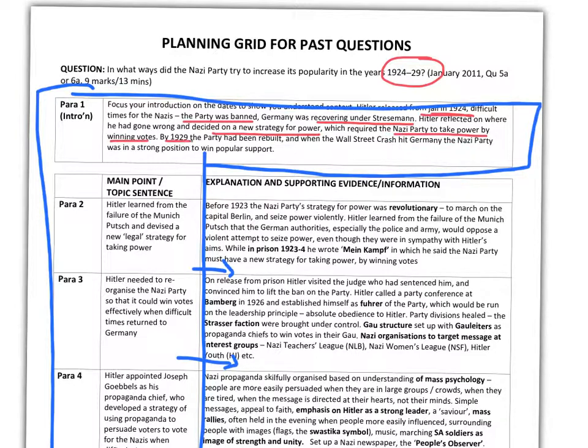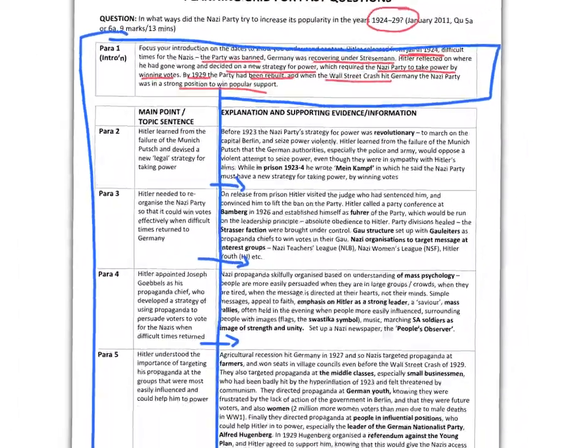And by 1929, the party had been rebuilt, so that when the Wall Street crash hit Germany in October 1929, the party was in a strong position to win popular support, as indeed it did in the elections of 1930, which we'll come to in the conclusion. So, the key points.